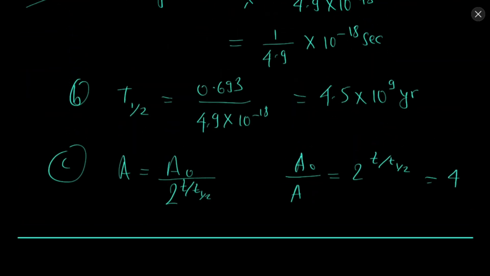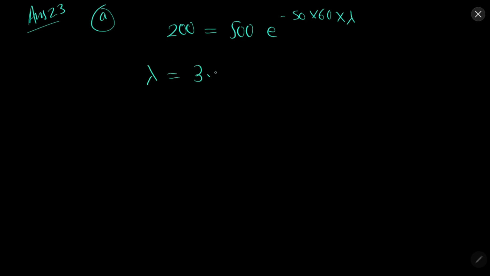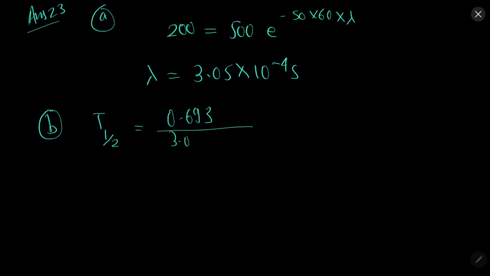Solution 23, A part. Decay constant will be obtained by this equation. So it will be 3.05 into 10 to the power minus 4 per second, and half-life is 0.693 divided by lambda, 2272.13 seconds.